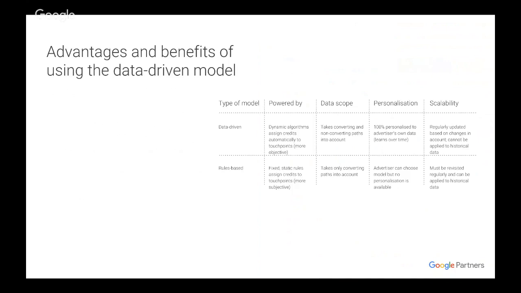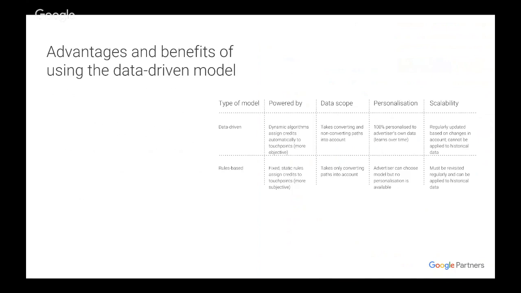So to browse through some other benefits and advantages, the data-driven one, as we said, has dynamic algorithms versus the static nature of the rule-based models. Data-driven takes converting and non-converting paths into account. I find that fantastic. I love that we're taking all the information we have in order to have an educated decision-making process. Whereas the rules-based is only going to consider the paths where the person actually converted. It won't give you that other insight.